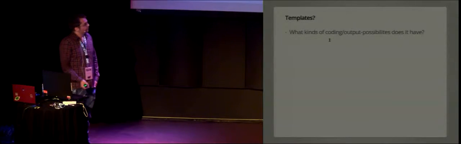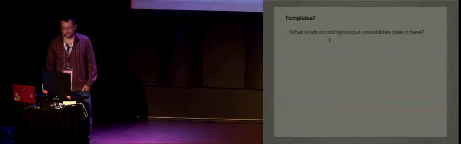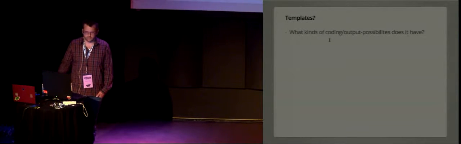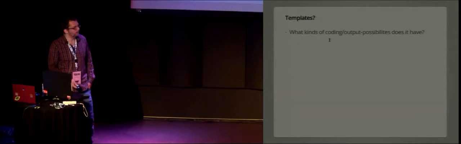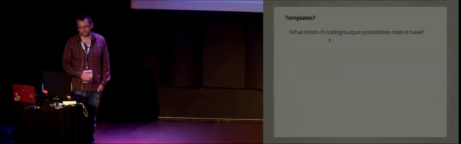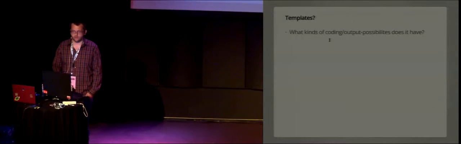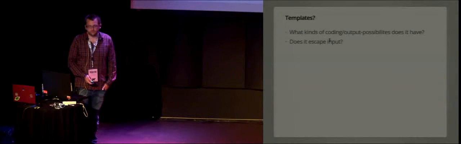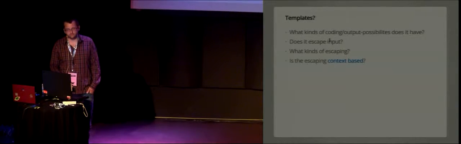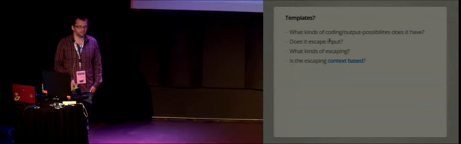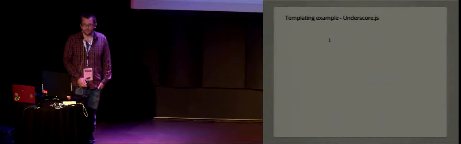And when you use templates like underscore or mustache, you have to know when they escape and when they don't. So what kinds of coding and output possibility do they have? Does it escape the input? What kinds of escaping does it do? Is it context-based escaping, like I talked about earlier?